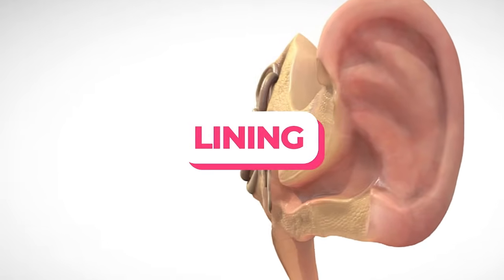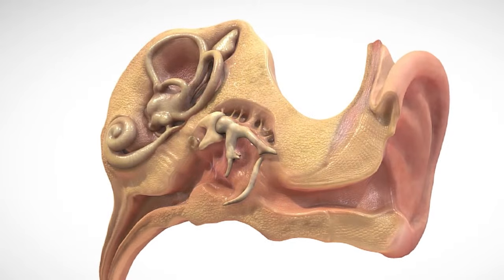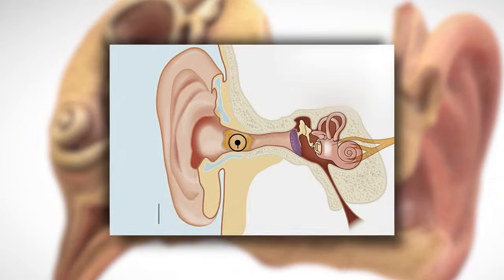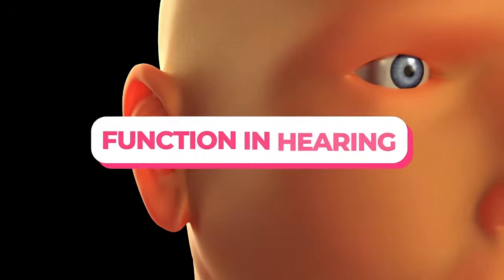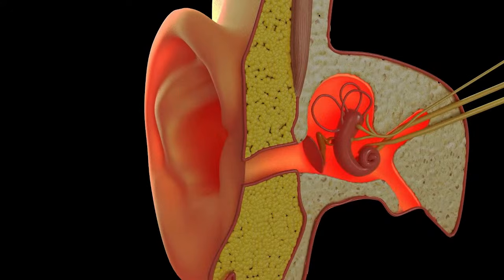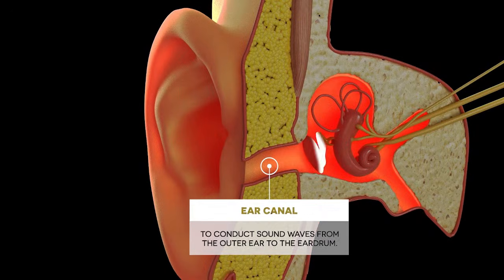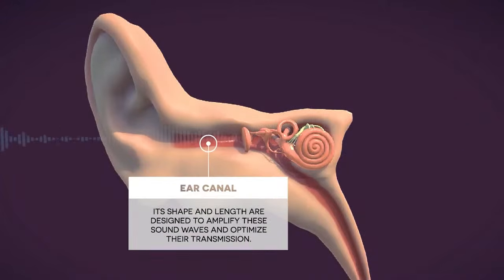Lining. The skin lining the ear canal contains hair follicles and glands that produce earwax, cerumen. This wax plays several important roles in ear health. Function in hearing. The primary function of the ear canal is to conduct sound waves from the outer ear to the eardrum. Its shape and length are designed to amplify these sound waves and optimize their transmission.